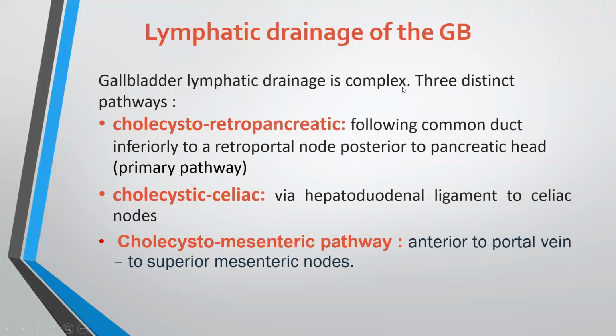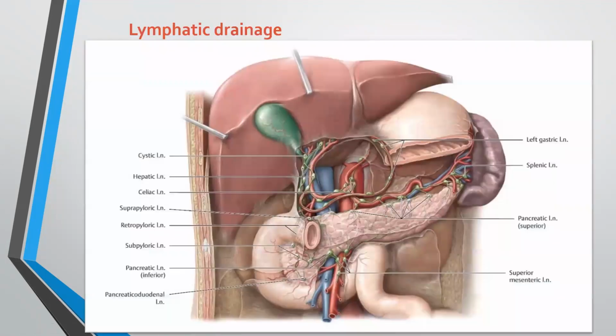The lymphatic drainage of the gallbladder has 3 pathways. The primary pathway, the cholecysto-retropancreatic pathway, goes to the retroportal nodes posterior to the pancreatic head, and there are also the cholecystoceliac and cholecystomesenteric pathways. As we see here, these are the celiac lymph nodes, superior mesenteric lymph nodes, and cystic nodes.